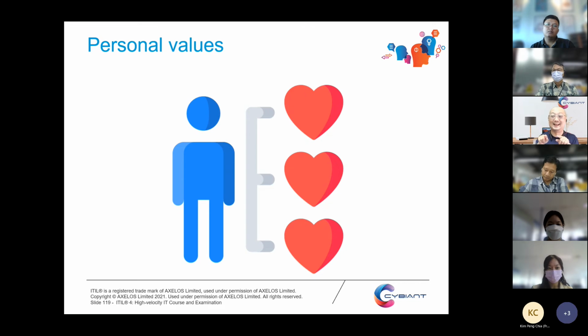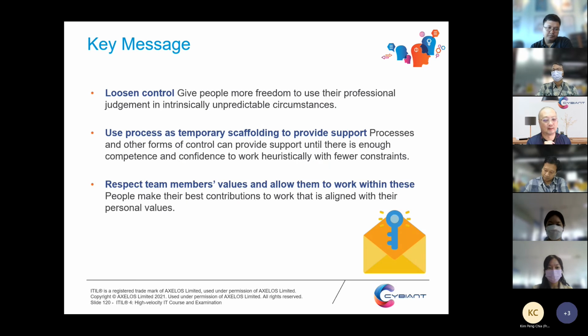Okay? Only you can answer that, but you need to have some clarity. Okay, cool. Then we spoke about the messages about loosening control. Not say let them go, but you actually need to empower them. I would like to use the word empowerment instead of loosen control. Then they say use temporary process to provide support in case there isn't any. Respect team members' value in that sense.